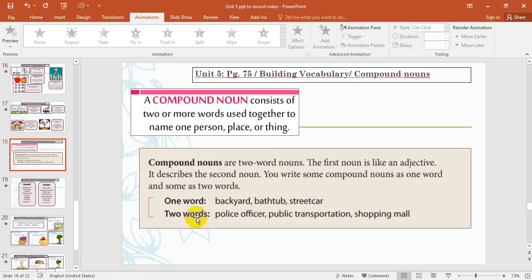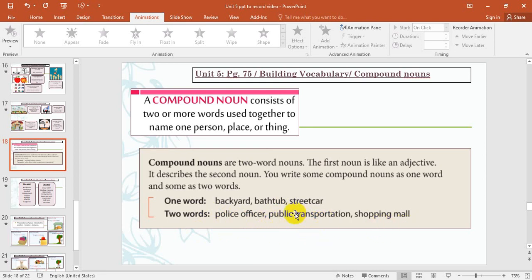We also have two-word compound nouns like police officer. Police is one word and officer is one word, and these two are compound nouns. Public transportation: public is a separate word and transportation is a separate word, but these two come together, so these are compound nouns.